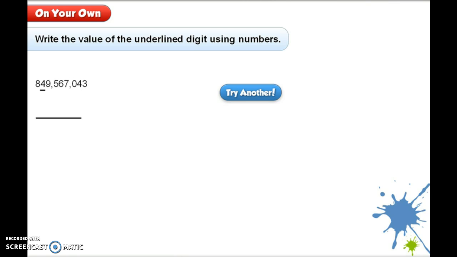849,567,043. And we're looking at the 4 in the millions period in the tens place. So who thinks they can tell me what we're going to write on that line? 40 million. 40 million. So 40. Anybody have any questions about that?